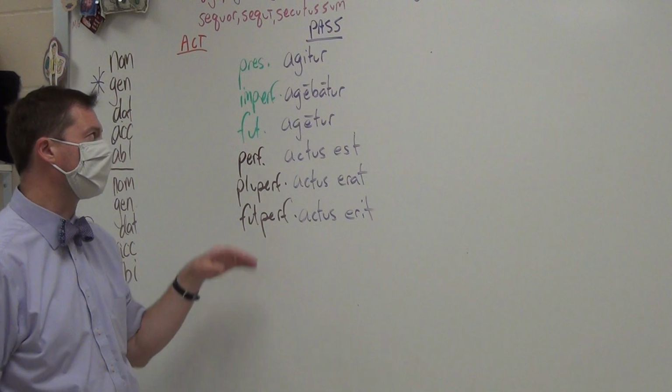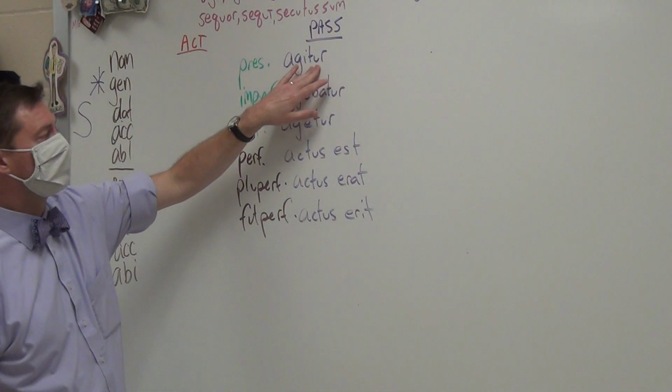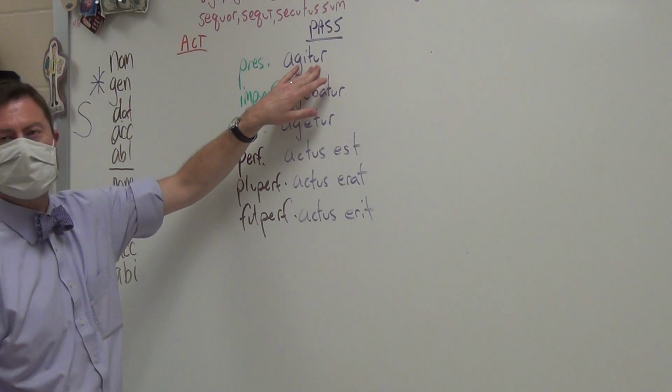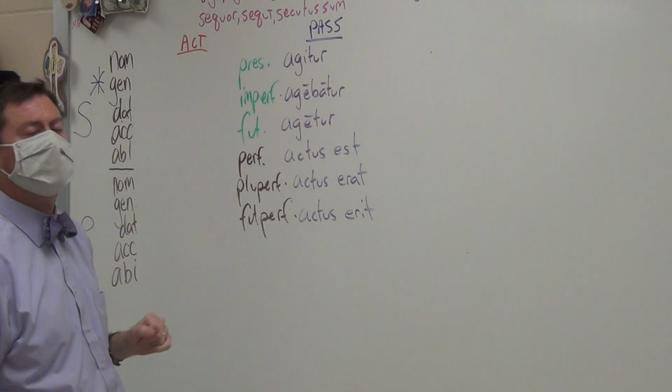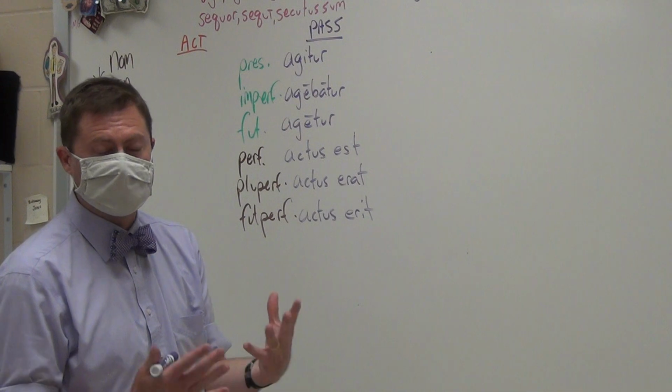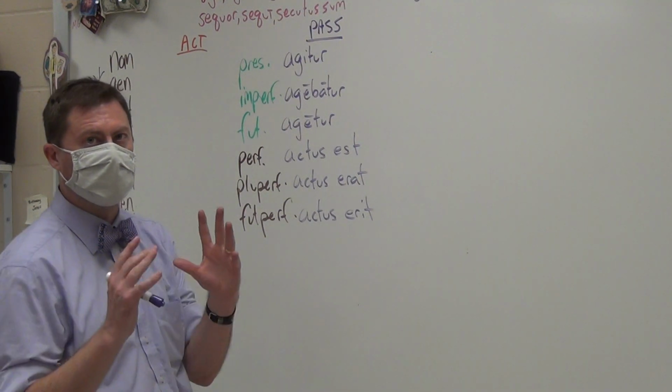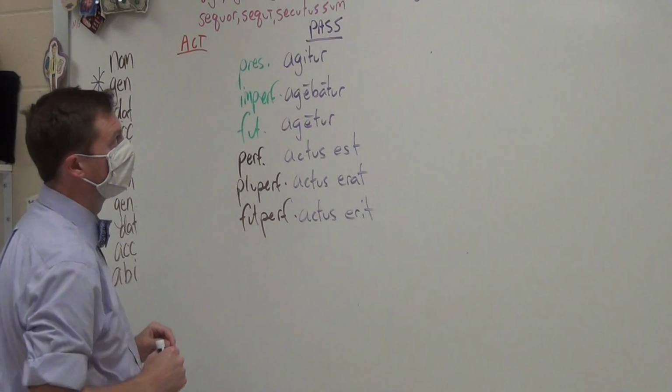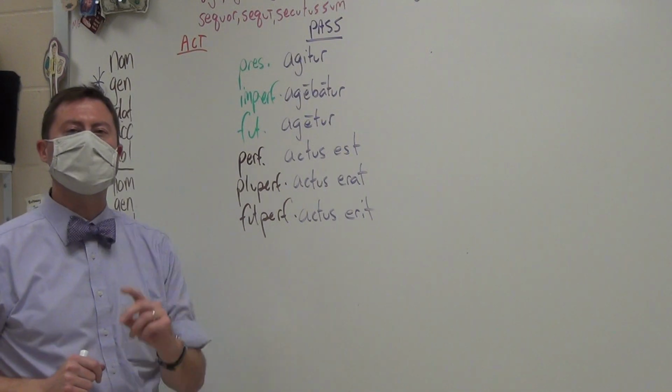So just to pick one of these, let's go with agitur. He, she, or it is driven. If this were a deponent verb, we would say he, she, or it drives. It is deponent. When we look at it, we see a passive form, but you translate it actively.